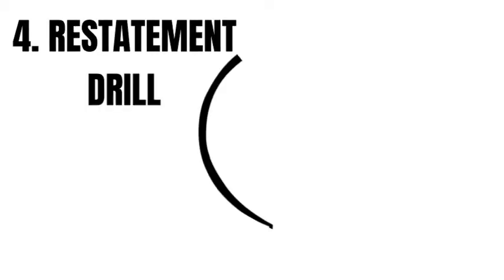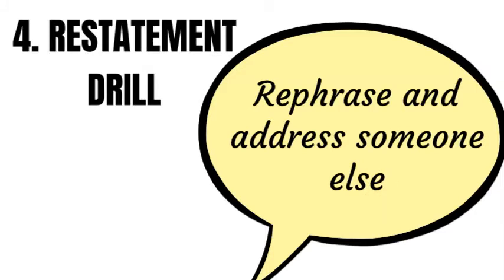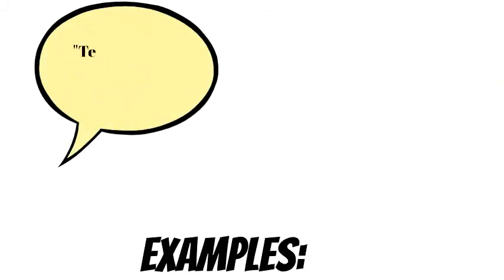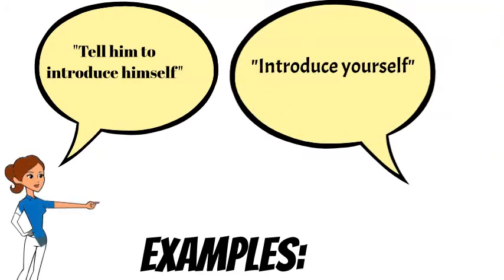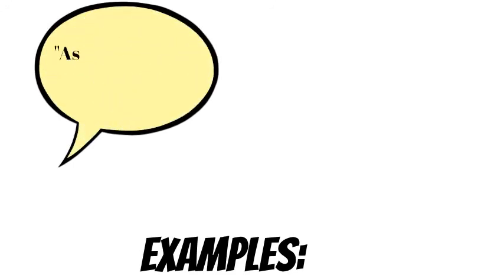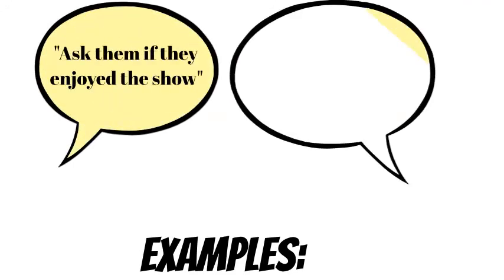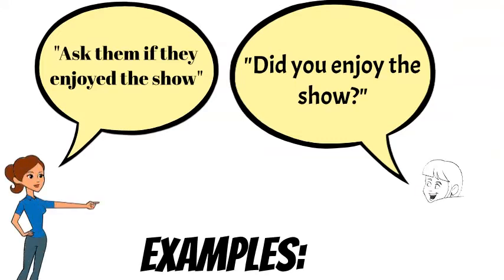Number 4, restatement drill. In this drill, the student rephrases the utterance and addresses it to someone according to instructions. For example, tell him to introduce himself. That's what you tell one of your students. And then he says, introduce yourself. Or the teacher says, ask them if they enjoyed the show. So the student says, did you enjoy the show?